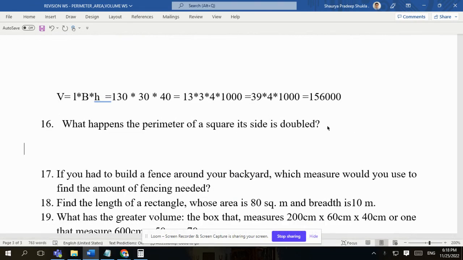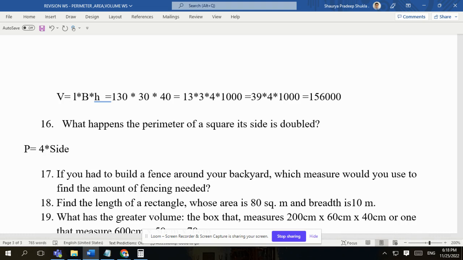What it is saying is, what will happen to the perimeter of a square if its side is doubled? Let's say the side of a square is side. In that case, the perimeter value will be P, which is equal to 4 times the side.